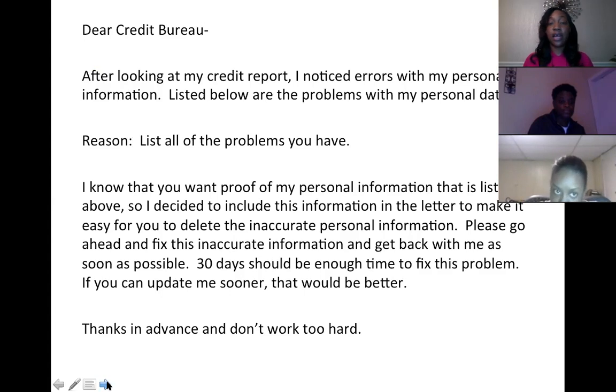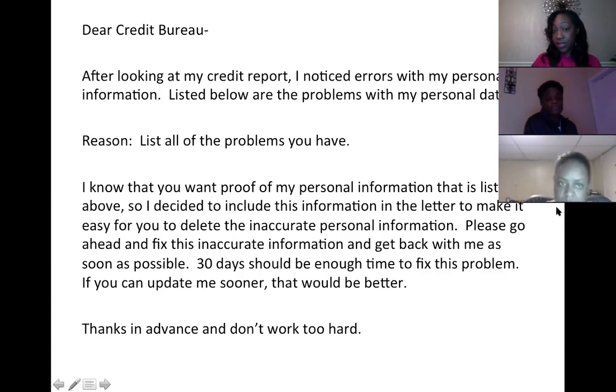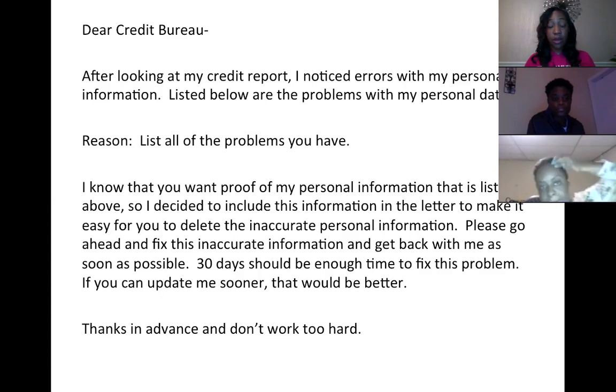Okay, so this is how the letter will look and what you're going to do in this step. So: Dear credit bureau, after looking at my credit report, and you can put whoever it is, TransUnion, Experian, or Equifax. After looking at my credit report, I noticed errors with my personal information. Listed below are the problems with my personal data. List all the problems that you have, right? So whether it be an address, your date of birth is incorrect, the social number is inaccurate, you don't live at a particular address anymore, you want to remove a phone number, you want to remove a job, list all the problems you have. I know that you want proof of my personal information that is listed above, so I decided to include this information in the letter to make it easy for you to delete the inaccurate personal information.